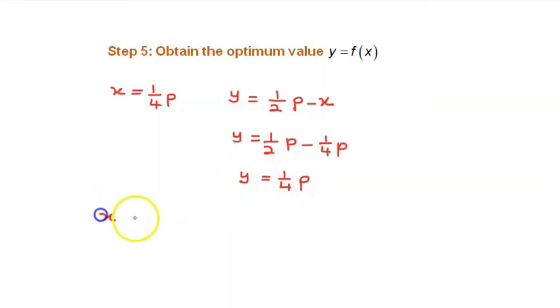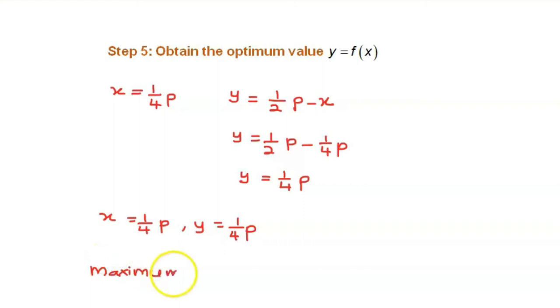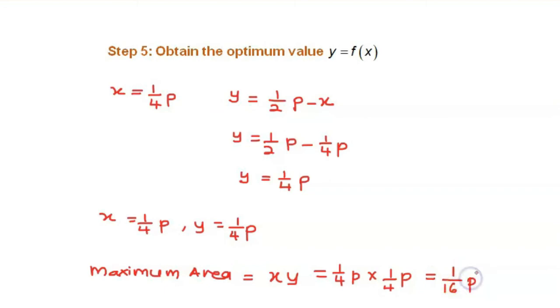For this pair of x equals 1/4 P and y equals 1/4 P, we can calculate the maximum area as x times y, where 1/4 P multiplied by 1/4 P will be equivalent to 1/16 P squared. So this is the solution.